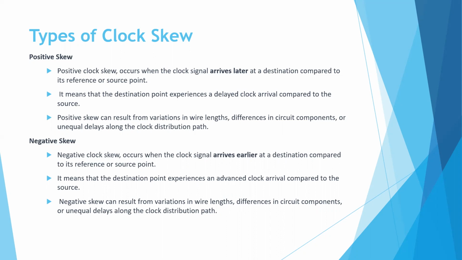Positive skews are mainly because of the variation in the wire length, differences in the circuit components, or unequal delays along the clock distribution path. And in negative skew, the destination point experiences an advanced clock. The clock is arriving earlier than expected. And this is also because of the variation in the wire lengths, difference in the circuit components, or unequal delays along the clock distribution path. The causes are both the same. So the clock may come earlier or may come later. If it is coming earlier, then it is called negative skew. If it is coming later, then it is called positive skew.